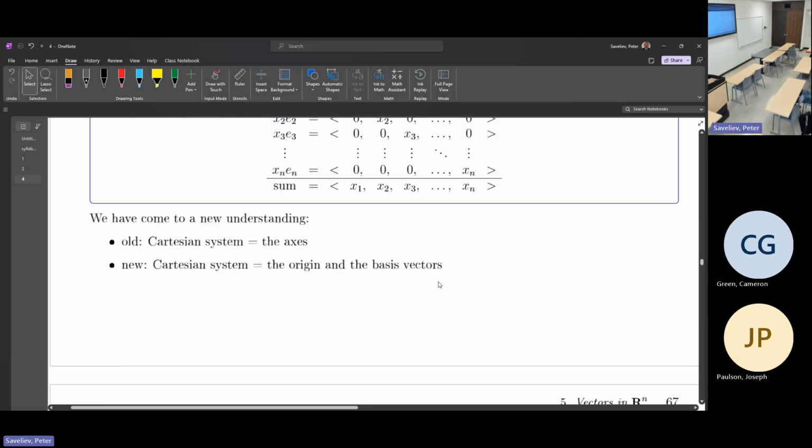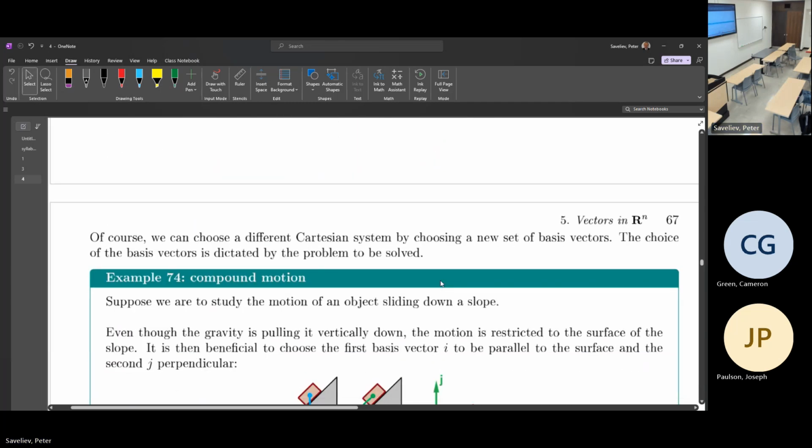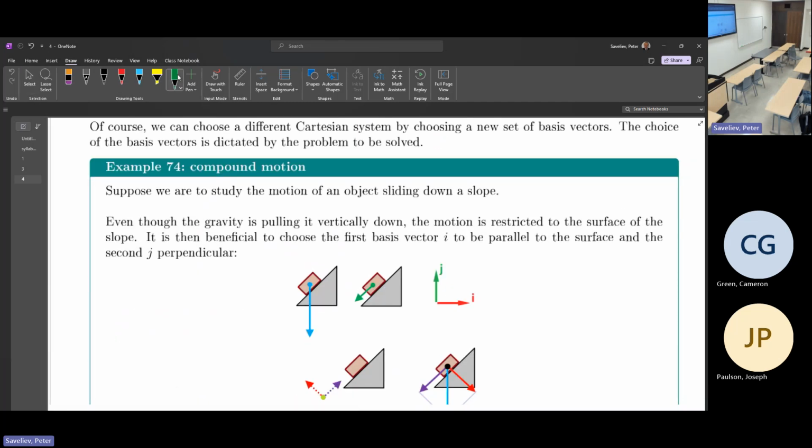So, once again, the system comes with axes, and here we have the origin and the basis vectors. Once again, we've seen this before.